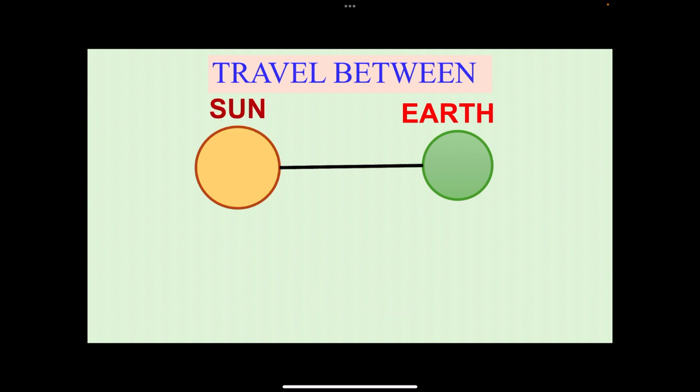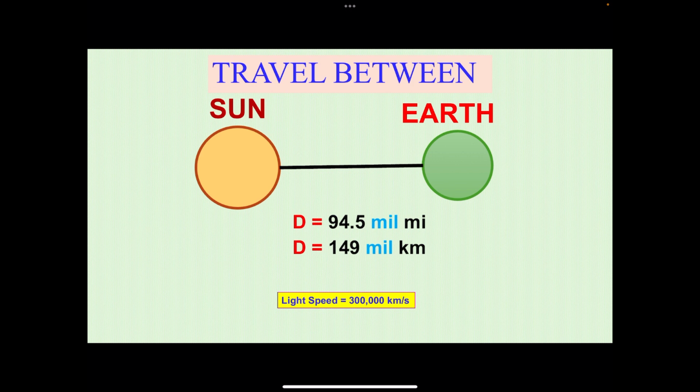Next, we look at the Sun, and the distance between the Earth and the Sun is about 94.5 million miles, which is about 149 million kilometers. Light traveling at a speed of 300,000 kilometers per second will require about 8.4 minutes to travel between the Sun and the Earth. In other words, it takes the Sun's light about 8.3 minutes to get to the Earth.